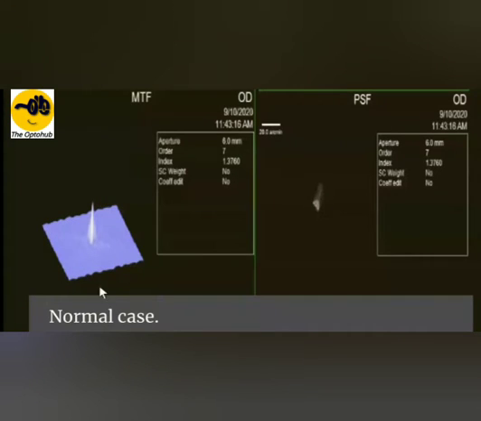So this is a normal case. This is a patient who has undergone myopic LASIK. On the right side, you can see the point spread function. A little bit of spread is observed, and you can see that there is a fair amount of MTF.